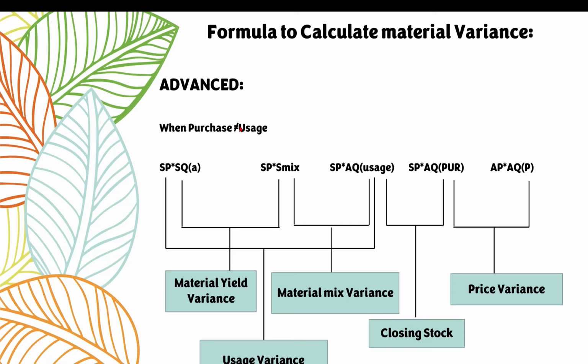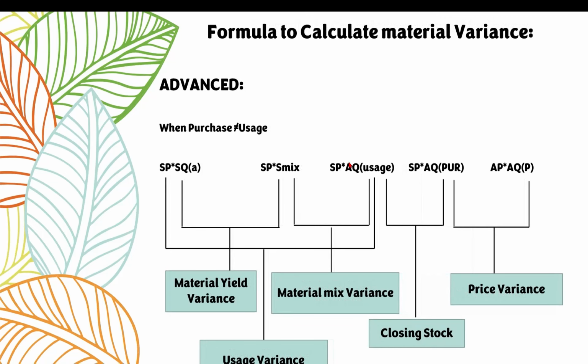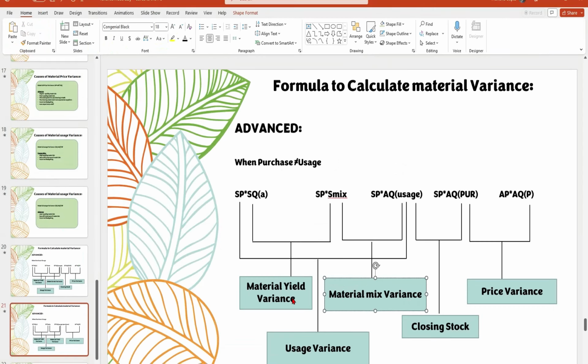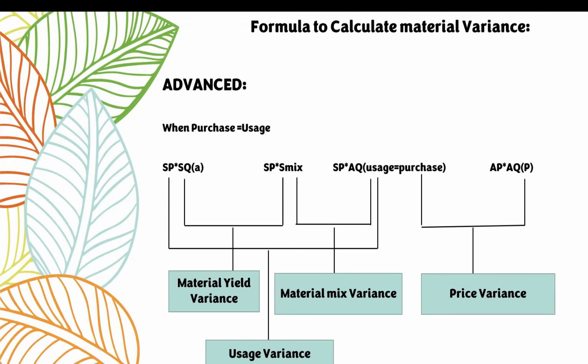And when purchase is equal to uses, in that case there will be no closing stock, and this diagram will be something like this, and everything is the same. The only thing that we need to remove is the SP into AQ uses one, because there will be only one SP into AQ where usage is equal to purchase, and everything is the same. Again, I forgot to mention mix here. Yeah, so this is for the advanced version of material variance.